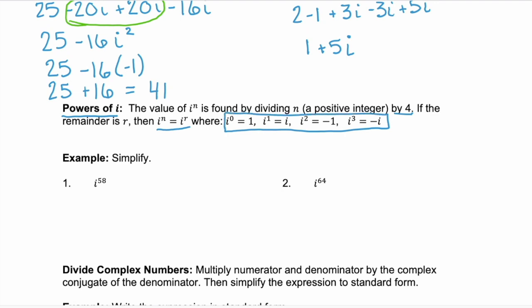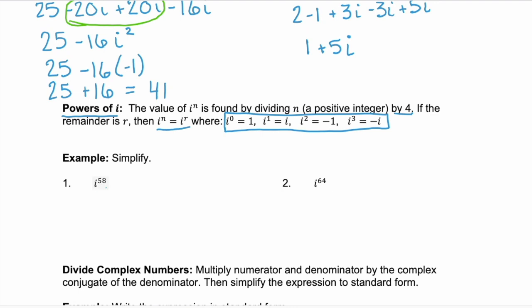So i to the power of 0 is 1, because anything to the power of 0 is 1. i to the power of 1 equals i. That's the identity property, right? Anything to the power of 1 is itself. i squared, as we saw earlier, is negative 1. And then i cubed is negative i. Let's look at these examples.